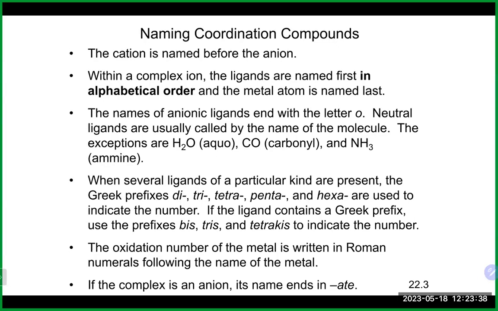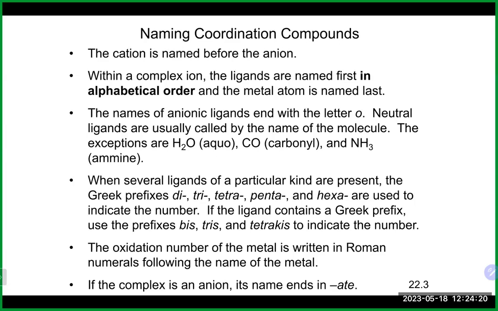When you're naming the complex ion part of the coordination compound, we always go with the ligands named first in alphabetical order. And that is alphabetical order regardless of any prefix that may be used in the name. So whatever the letter of the actual ligand is, that's the alphabetical order you want to go by. And you always name the metal last in that part of the name. So as you're naming the complex ion part, you should always start with the ligands in alphabetical order, followed by the name of the metal.